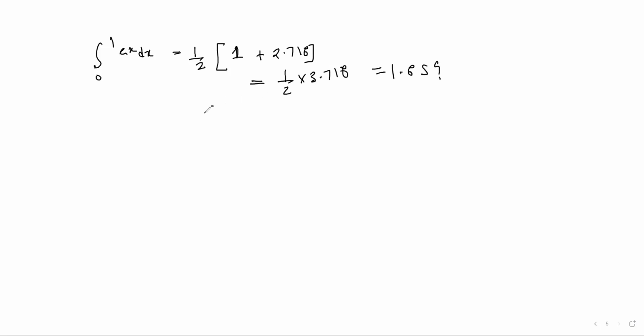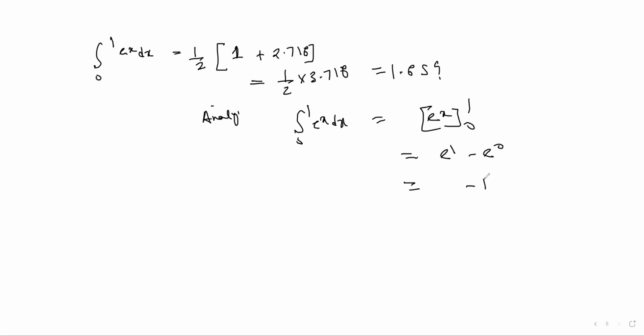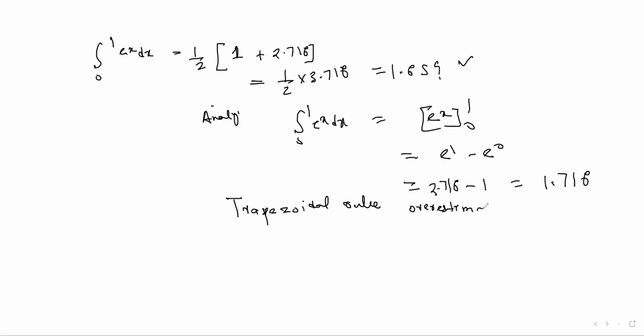I'm getting this answer. But if I do this question analytically, integral 0 to 1 e power x dx, integration of e power x is e power x. So with limits 1 and 0, the value is e power 1 minus e power 0, right? So this is 2.718 minus 1, and this happens to be 1.718. But if you see, the trapezoidal rule is slightly overestimating the value here.